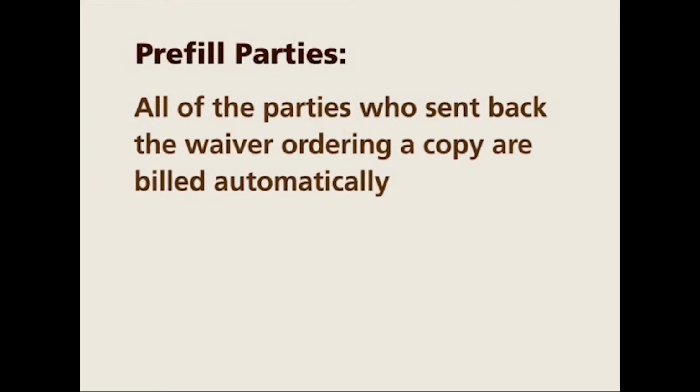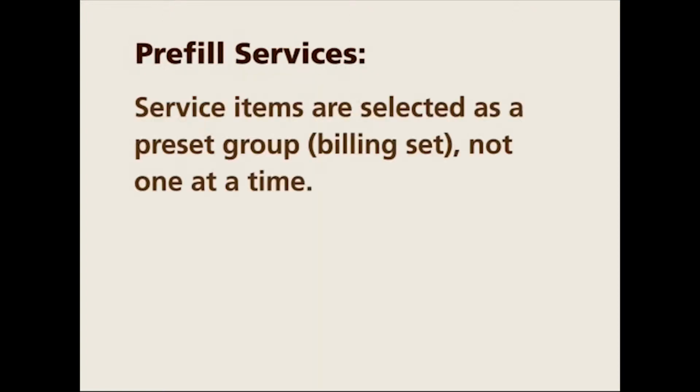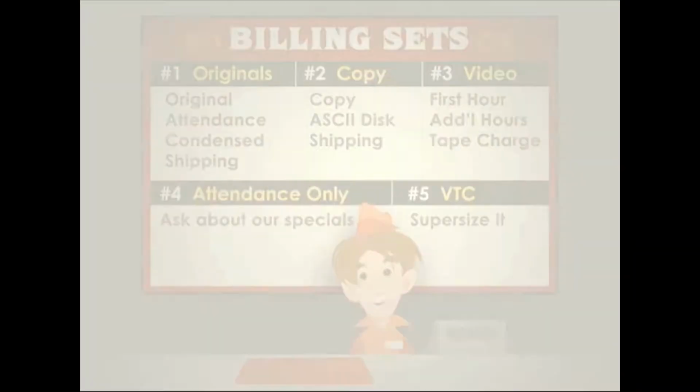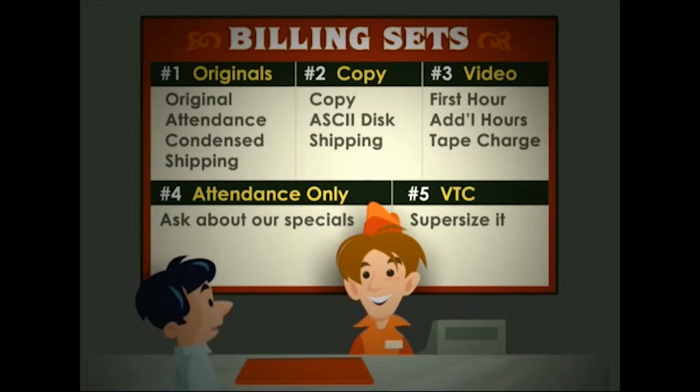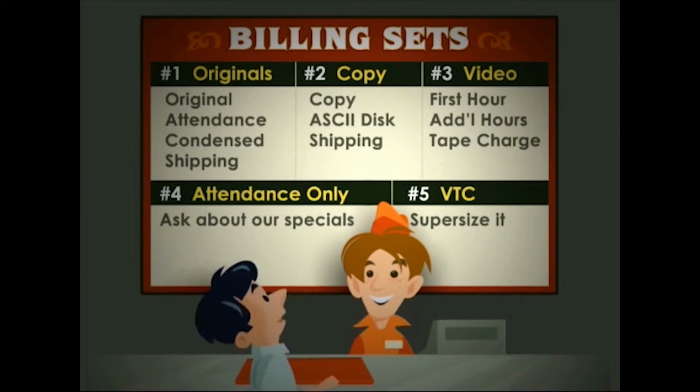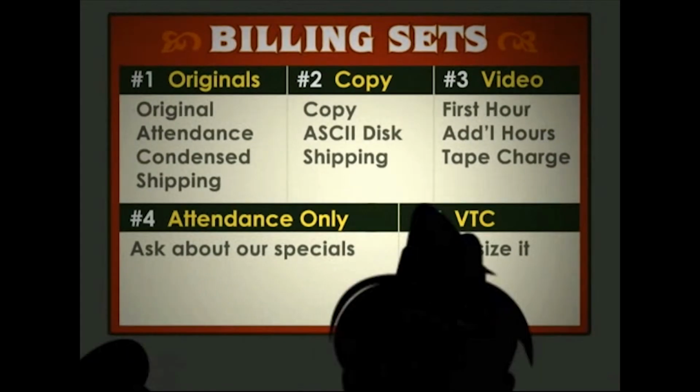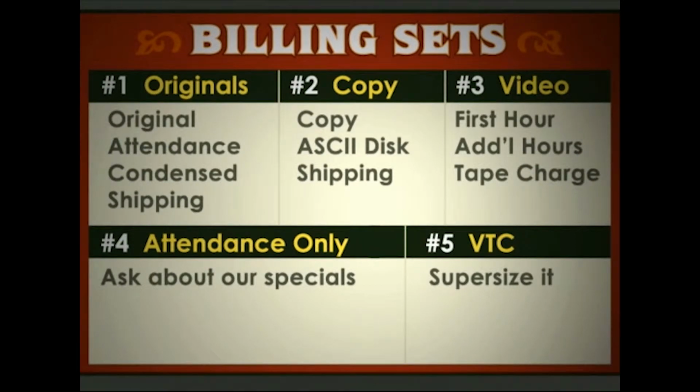The second part is Prefill Services. The service items are selected as a preset group called a billing set, not one item at a time. It's just like a McDonald's menu system, where when you walk in and order by numbers, we also like to have a billing set, each billing set containing a certain set of items, and we can speed up the billing process. These two things you will see as we start generating invoices.